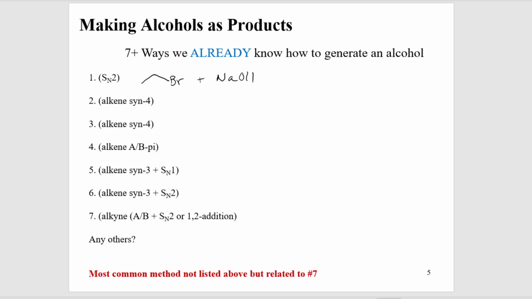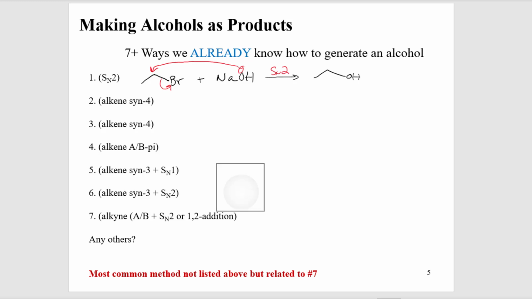We can react something like an alkyl halide with NaOH and perform an SN2. This got us to an alcohol, right? So that's plausible.